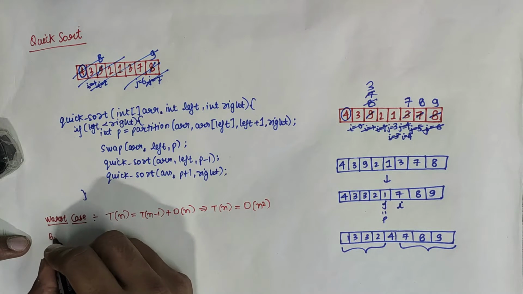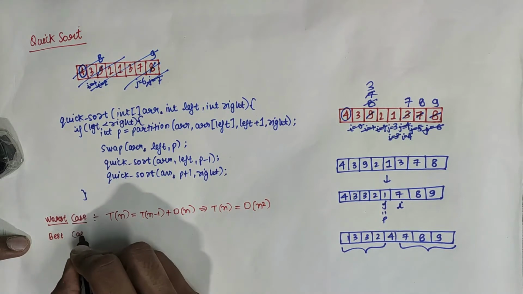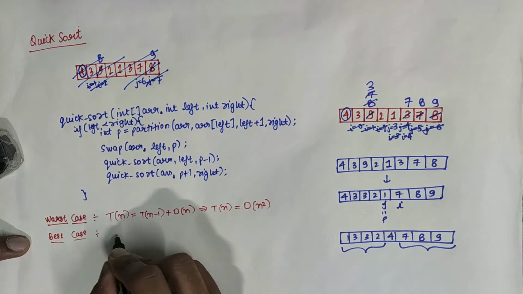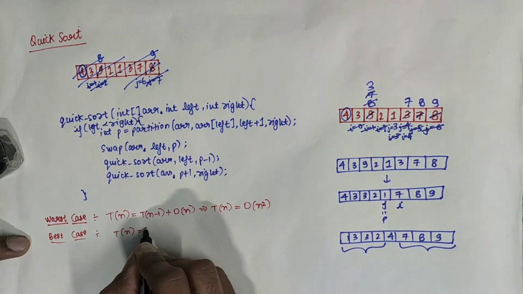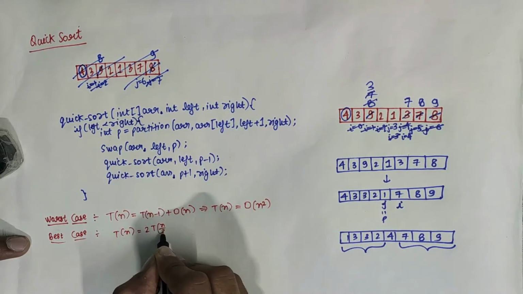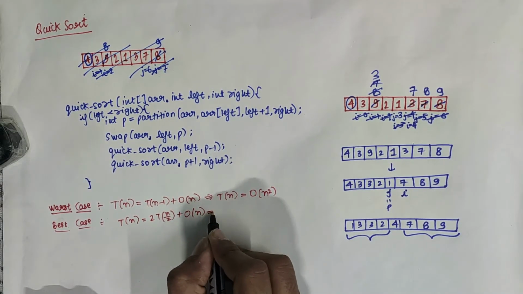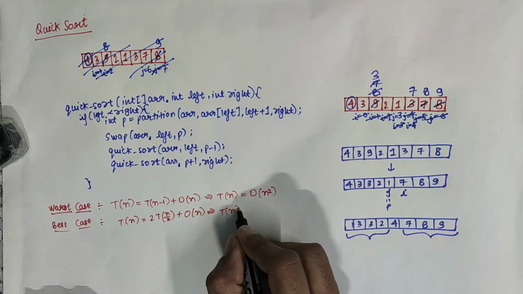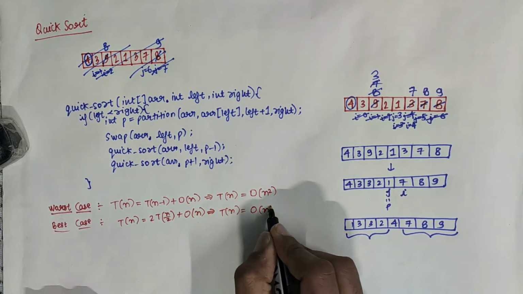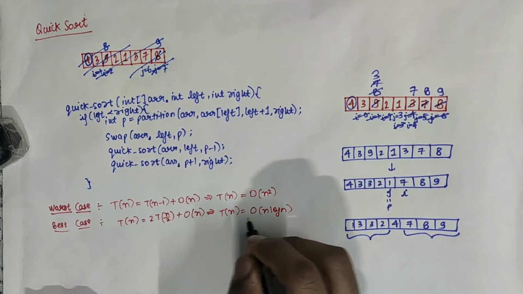The best case would be if the pivot position is found to be at the center of the list, which gives 2T(n/2) plus O(n), and then T(n) will solve out to O(n log n). The average case could be found in this manner.